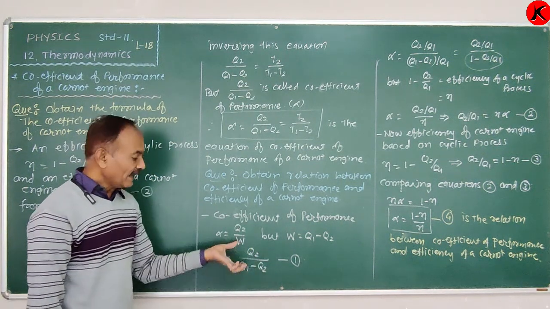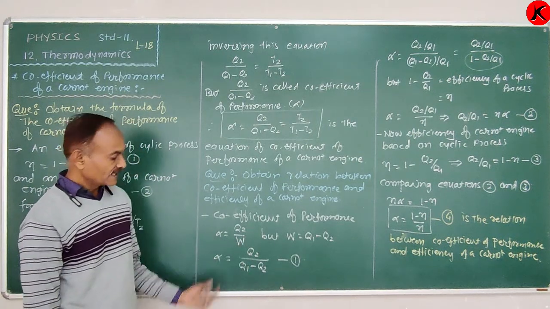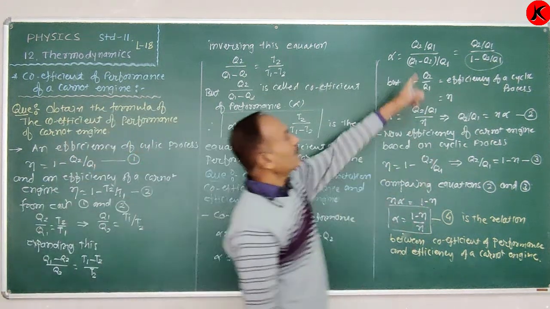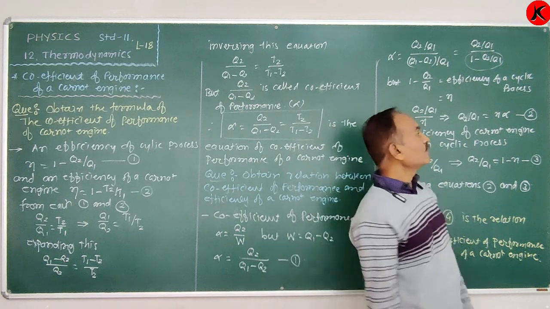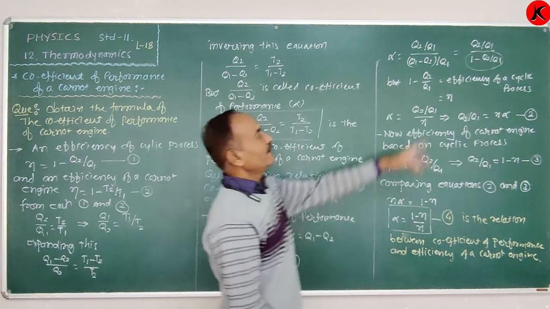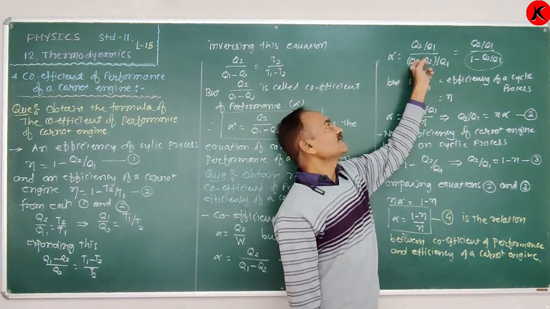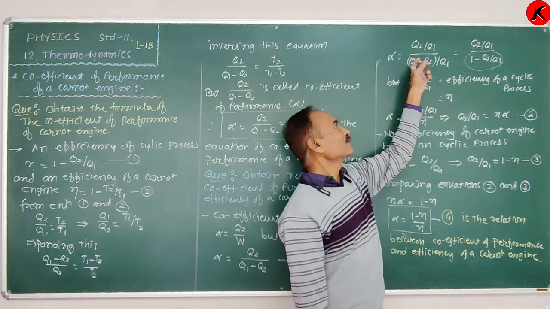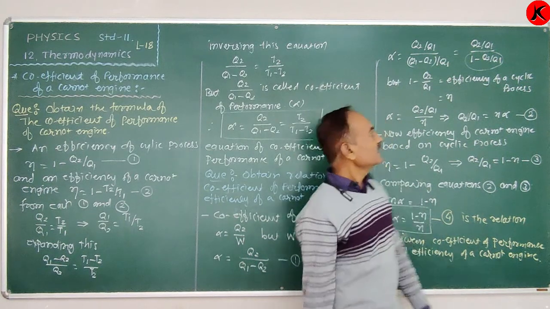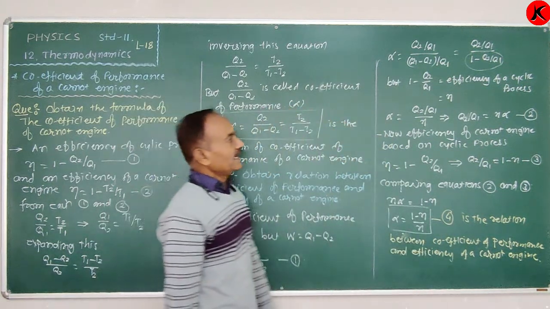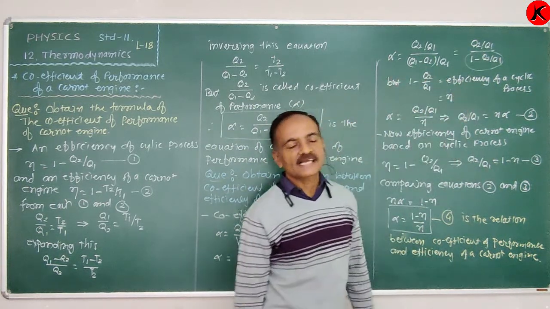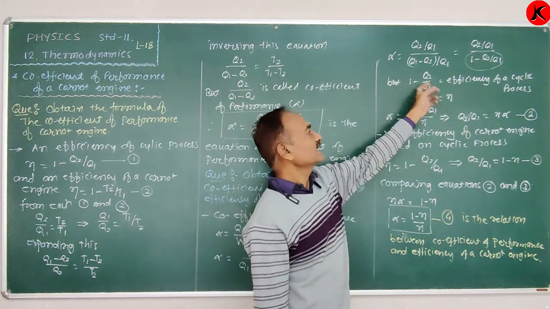Right? Dividing the numerator and denominator by Q1, alpha is equal to Q2 upon Q1 divided by Q1 upon Q1 minus Q2 upon Q1. In the denominator, we divided each term by Q1, so Q1 upon Q1 becomes 1, giving 1 minus Q2 upon Q1. Clear? Okay. But we know that the denominator term, 1 minus Q2 upon Q1, is known as the efficiency of a cyclic process. Right? That is N.